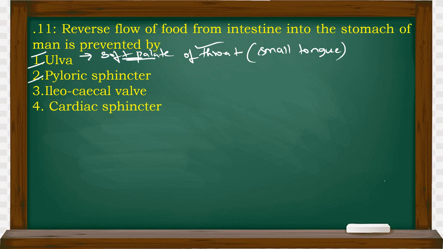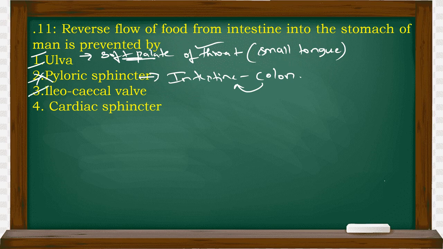The third option, ileocecal wall. Ileocecal wall is a wall that is present between the small intestine and the large intestine, which prevents the re-entry of substances from the colon into the small intestine. And this is not something that is present between the stomach and intestine. So this cannot be the right answer. This is the wrong answer.